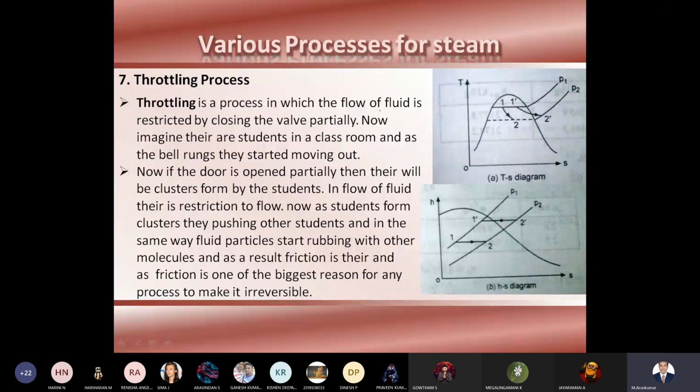So now as students form a cluster, they push the other students, and in the same way, fluid particles start rubbing with the other molecules. And as a result, friction is there. And friction is one of the biggest reasons for any process to become irreversible. So why do we introduce the throttling process? To get this irreversibility. So irreversibility may be caused by friction. Right. So this is your TS diagram of your throttling process.